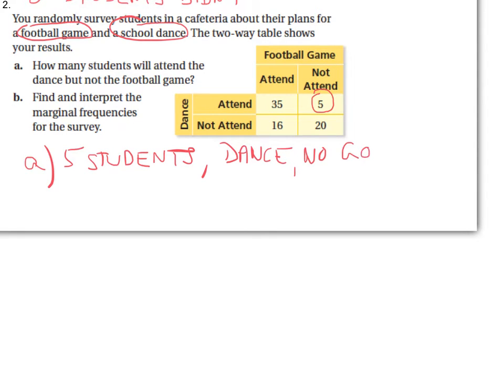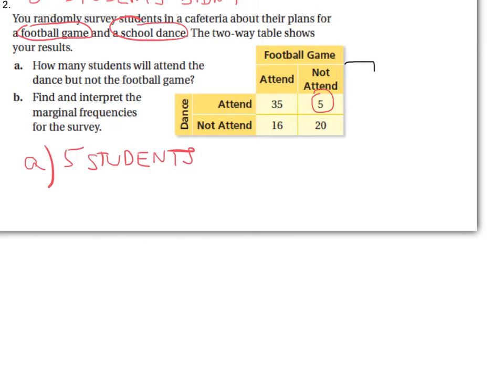No game. On to B. Find and interpret the marginal frequencies for the survey. You should have written this down already. I'm just going to take out this information so we can extend out our table. So find and interpret the marginal frequencies.